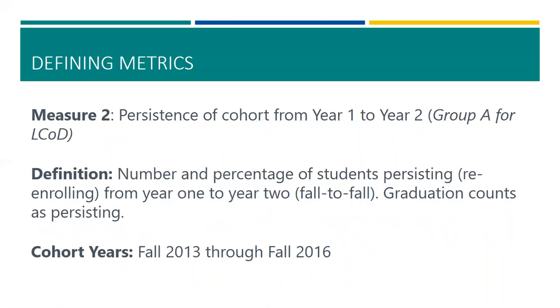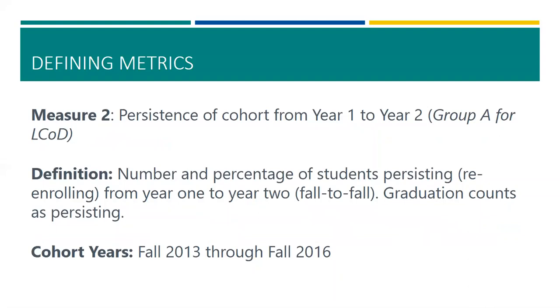Measure 2 is examining persistence of your cohort from year 1 to year 2. So this is traditional fall to fall persistence. Did they re-enroll? So let's say you're looking at the fall 2016 cohort. What happened as of fall 2017? Are they in your school or are they no longer in your school? Graduation does count as persisting.